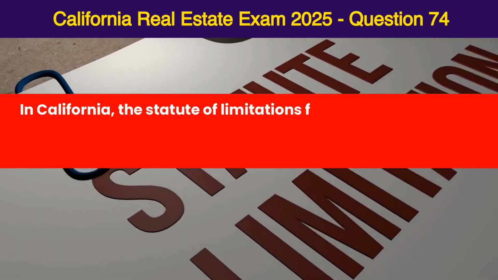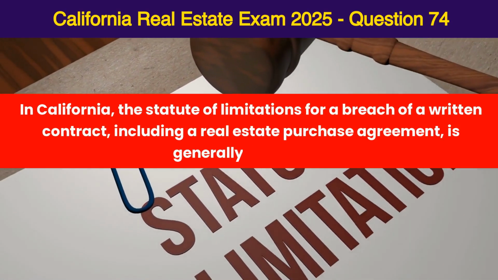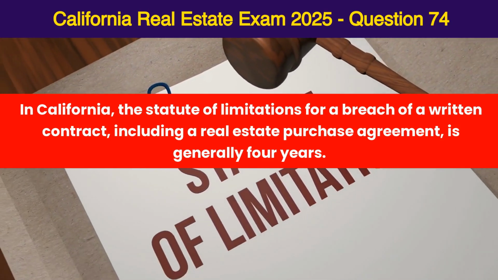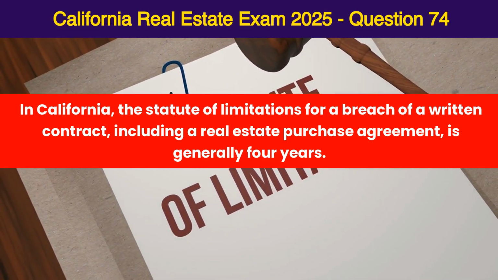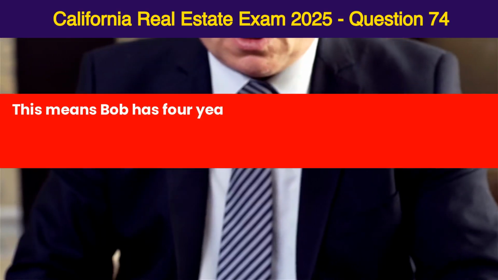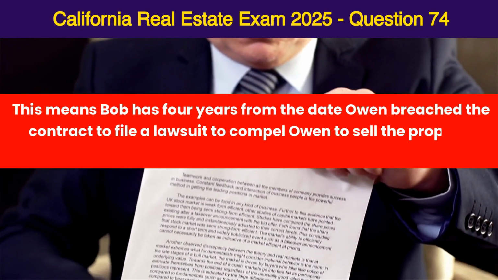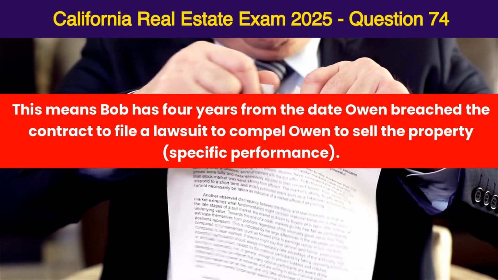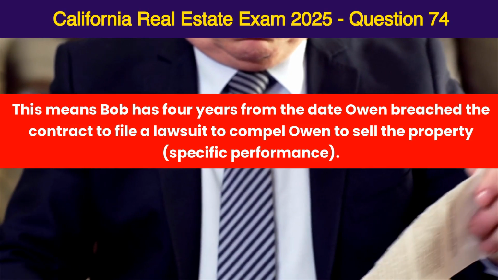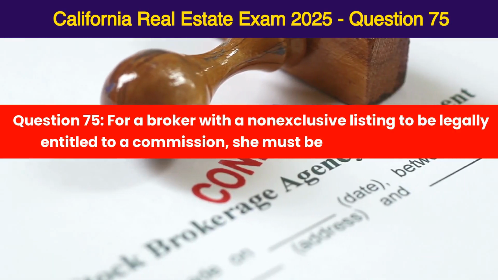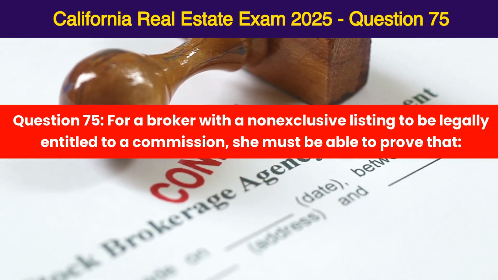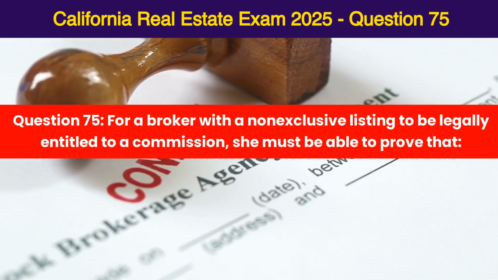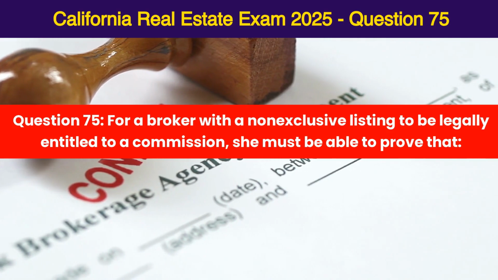In California, the statute of limitations for a breach of a written contract, including a real estate purchase agreement, is generally 4 years. This means Bob has 4 years from the date Owen breached the contract to file a lawsuit to compel Owen to sell the property. Specific performance. Question 75. For a broker with a non-exclusive listing to be legally entitled to a commission, she must be able to prove that A.